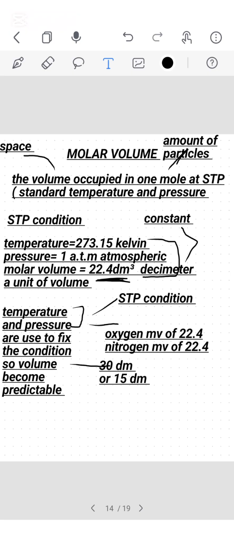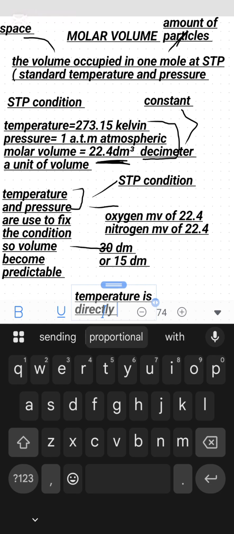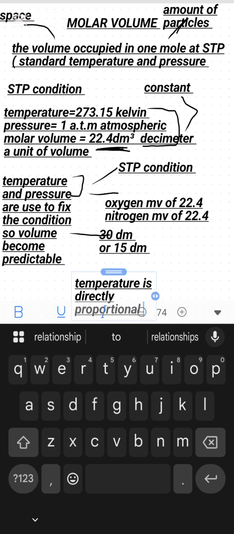Now I will show you what temperature is and how temperature is directly proportional. So let's start. Whenever we are finding this, we must remember that temperature is directly proportional to volume.